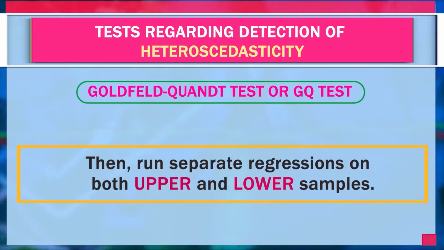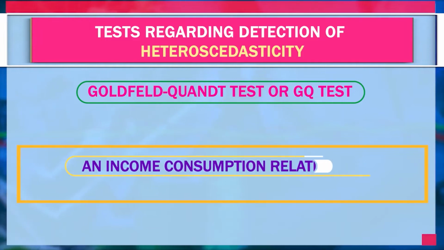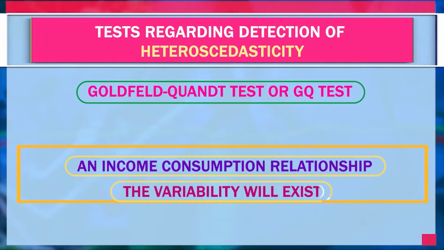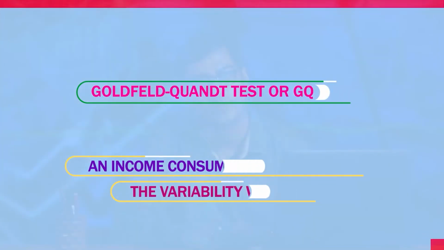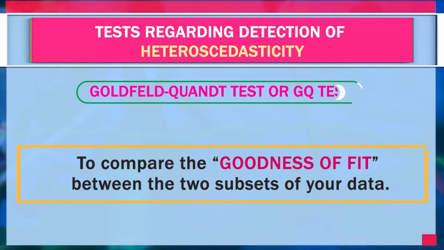Because if we study the income-consumption relationship, we will observe that for the low income groups and for the high income groups, the variability will exist. So we are not interested in the middle income groups, but we are interested in the lower and the higher income groups, where the variability will change. Accordingly, we do separate regressions for them and we compare their respective goodness of fit: the goodness of fit for the upper income group compared to that of the lower income group.